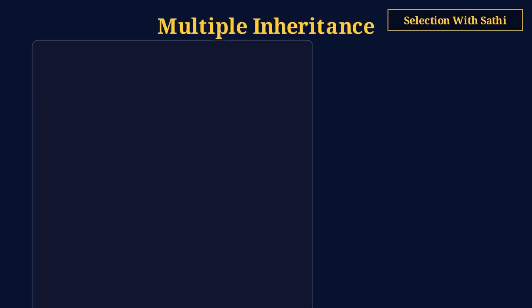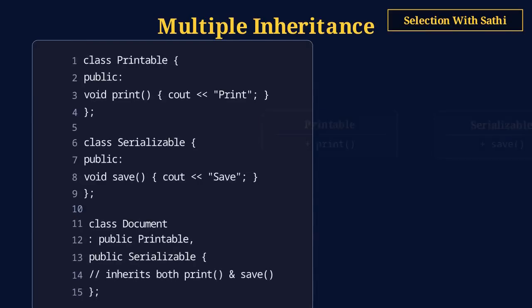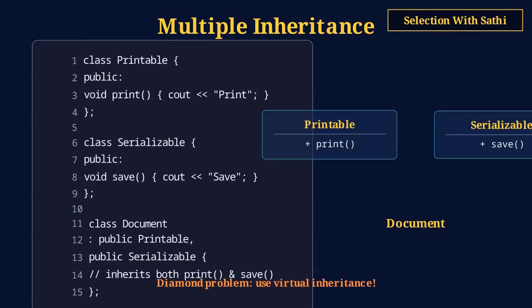Fourth concept: inheritance. Inheritance lets a derived class inherit members and methods from a base class. This is code reuse. With public inheritance, public members stay public and protected stay protected in the derived class.